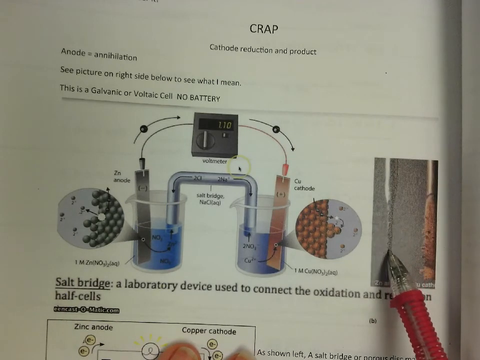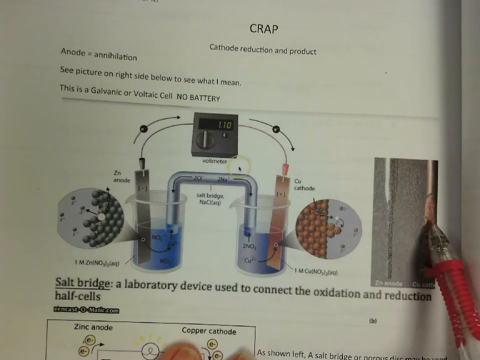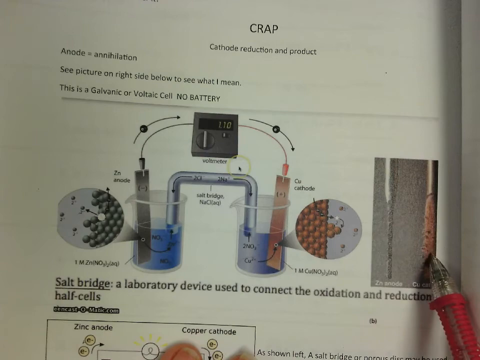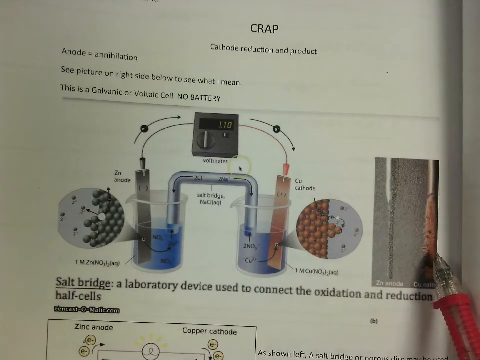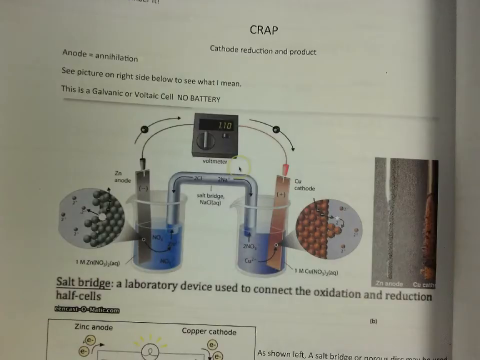You can see the zinc anode is dissolving, and the copper cathode has all this crap on it, which is the copper. That's why I like to use CRAP: cathode, reduction, and product. Okay, and there's a lot of little close-ups here.